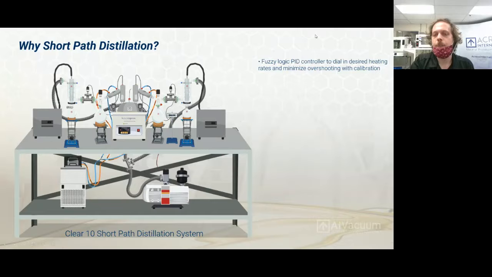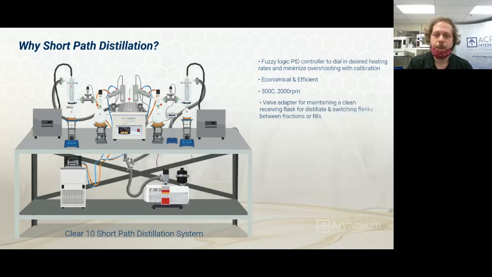And we use fuzzy logic PID controllers in our DigiM digital heating mantles for minimizing overshoot and idealizing the heating rates and learning over time. They're economical and efficient. They can go up to 300 Celsius, which is way more than you're going to want for short path distillation. Generally, cannabinoids will start to degrade at maybe around 225 degrees Celsius, and they can spin at a maximum of 2,000 RPM. We offer a wide variety of stir bars, which are more important than you'd think. And the valve adapter is for maintaining clean the receiving flask while you're distilling your heads or your volatiles if you didn't get them all out during your decarboxylation and devolatilization, and for switching flasks between fractions.